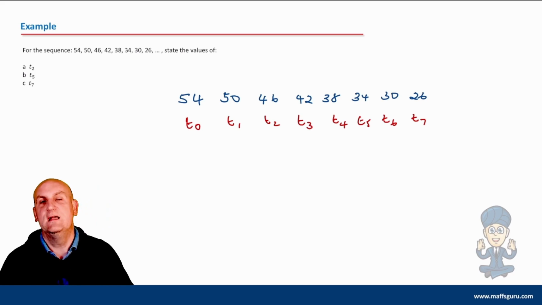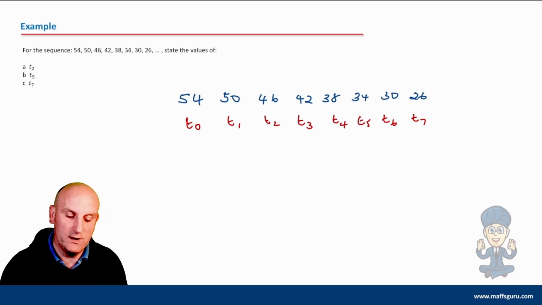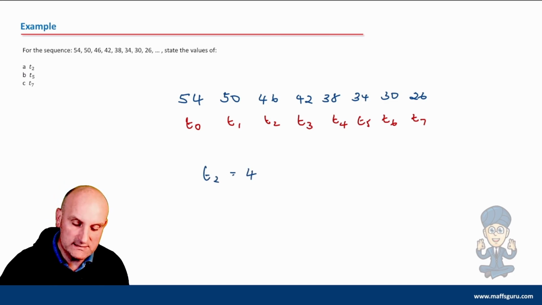Now, the point of it is, I probably wouldn't do that. I'll show you a shortcut in a moment. But we can now go and say, well, okay, my answers are that T2 is going to be 46, T5 is going to be 34, and T7 is going to be 26.